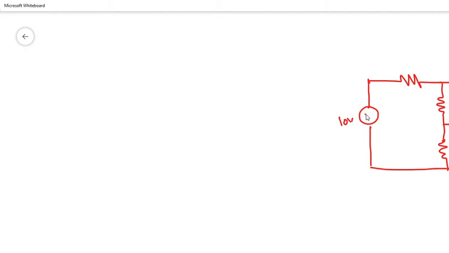I'll give the values also. This is 10 volts, and this is 1 ohm, this is 3 ohms, this is 6 ohms, 2 ohms, 5 ohms, 4 ohms, and this is 5 volts, and this is 20 volts. So this is the circuit. You need to write the mesh equations for this particular circuit.